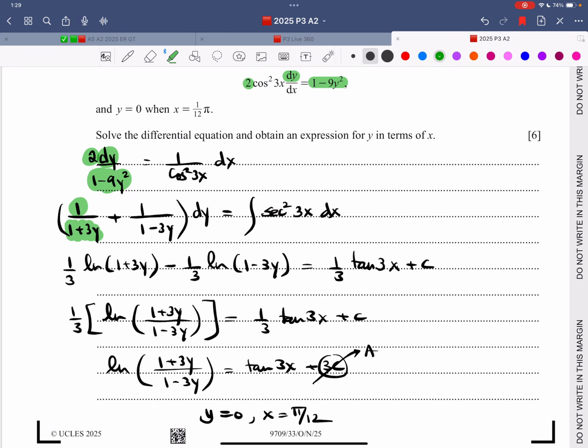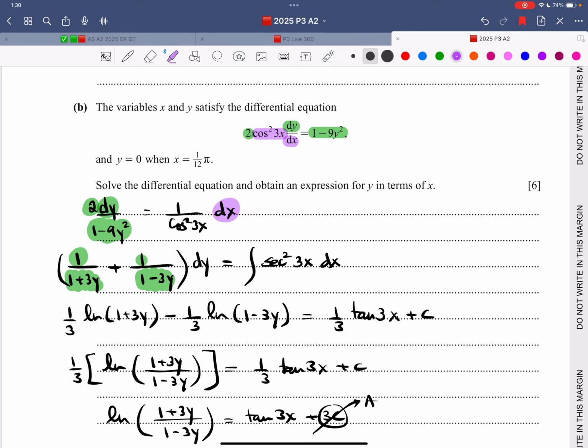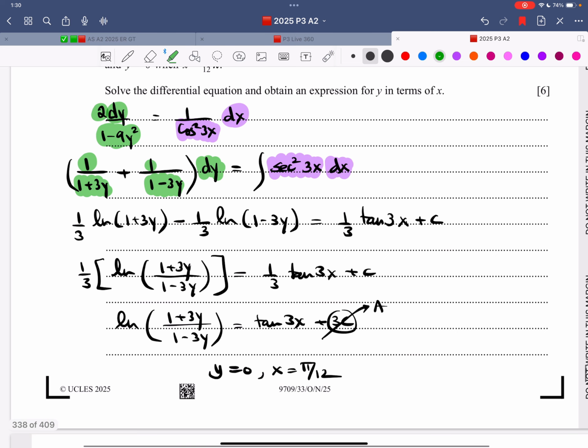1 over 1 plus 3y, 1 over 1 minus 3y. That is already done. And then we have this thing that is cos square 3x into dx. That is dx, and 1 over cos square 3x, that becomes sec square 3x into dx. Got the idea? So now let's start integrating. So first simplify, then integrate. So remember my words, first simplify, and not only remember it, apply it. First simplify, then integrate.